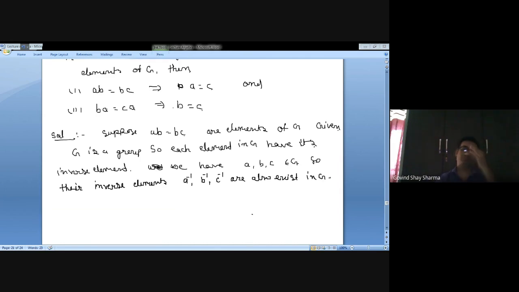Yes, we are given AB is equal to BC, and A, B, C are the elements of G. So if A, B, C exist in G, then this is the property or condition of the inverse element: the inverse of each element also exists in G. So we can say that A inverse, B inverse, C inverse also exist in G.